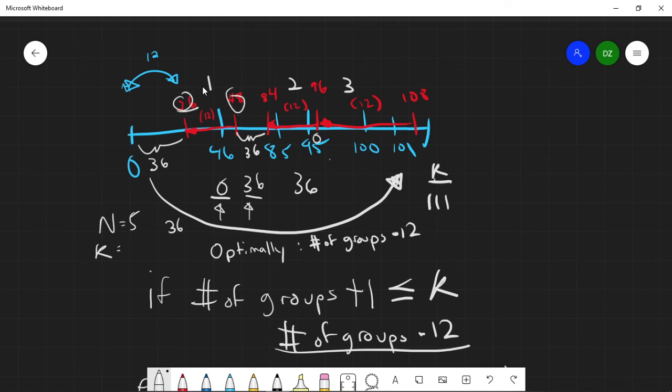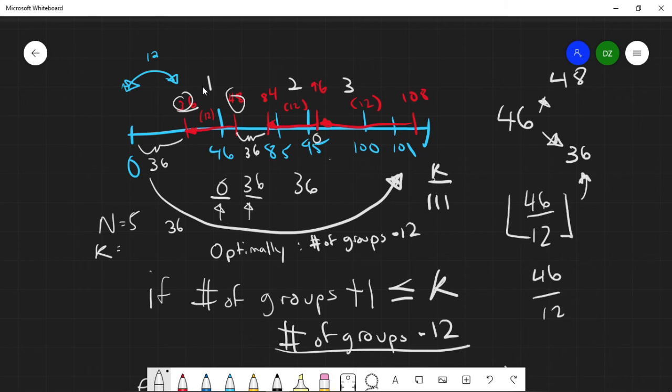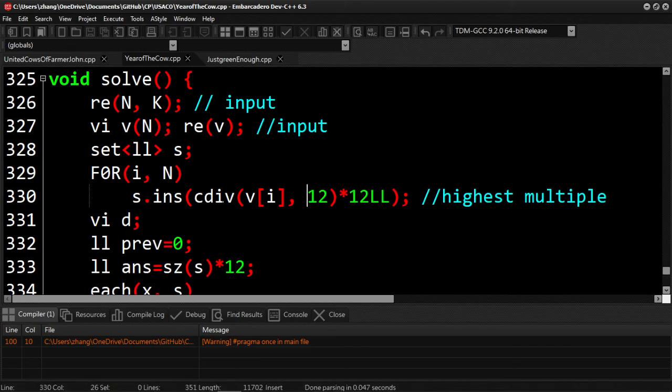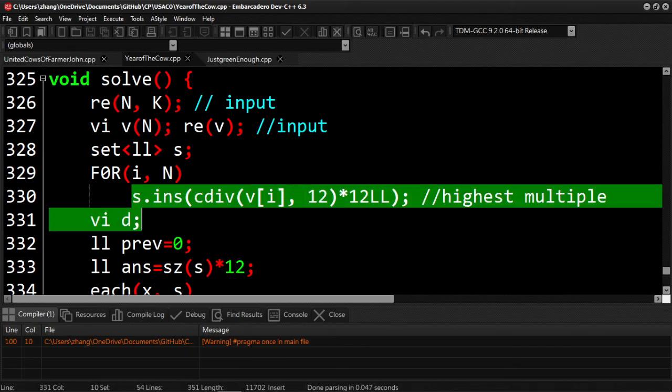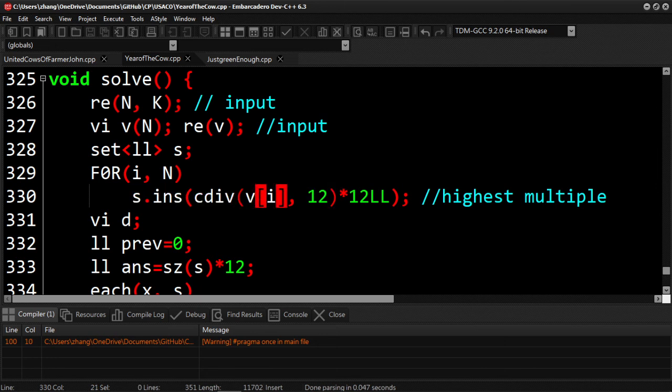And you'll notice that there's two important numbers, right? 46 and 36, or 48 and 36, right? So let's just take an example of 46. The lowest multiple that is greater than 46 is 48, and the highest multiple that's less than 46 is 36. And you'll notice that's just 46 divided by 12 floor for 36, and 46 divided by 12 ceiling. Ceiling is just rounding up, and floor is just rounding down. That's it. And so I just take the ceiling of the multiple of 12 that's required.